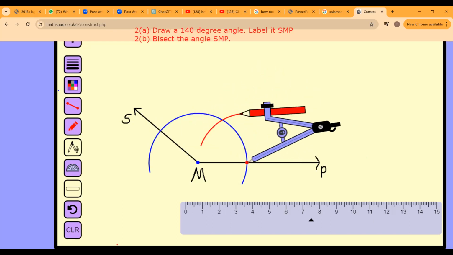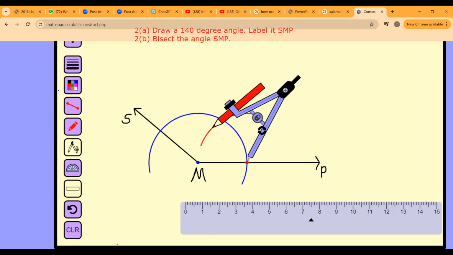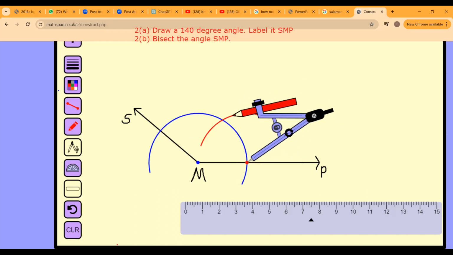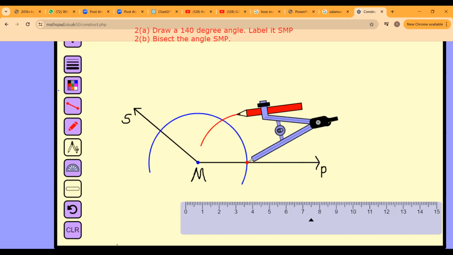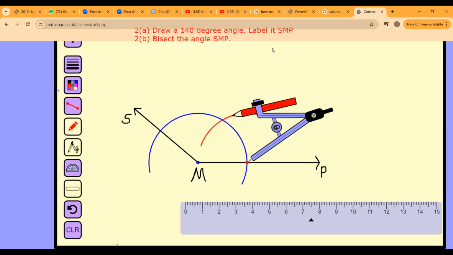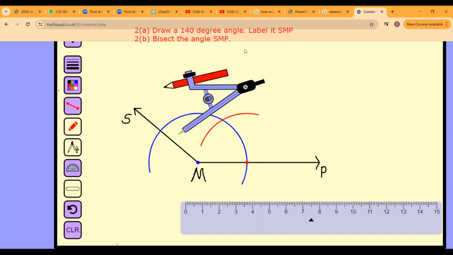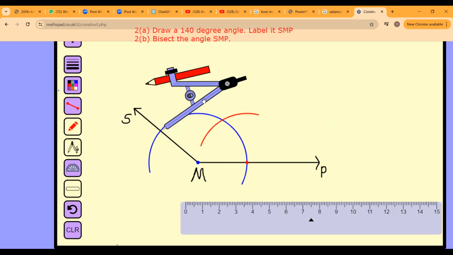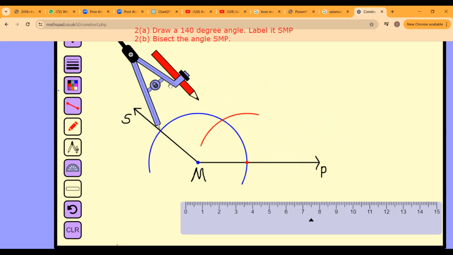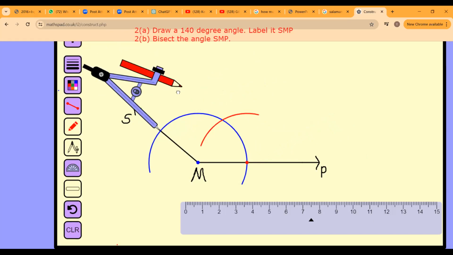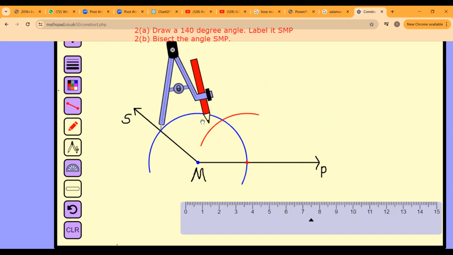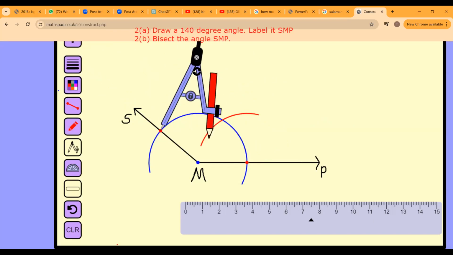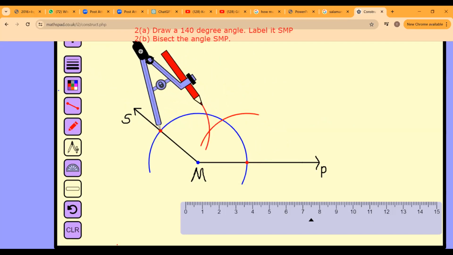So use your compass, and you're gonna draw this arc. Right. And then what are we gonna do after that? Then we're gonna go on the other side, SM, and draw another arc intersecting this, so it's gonna be right there. Okay.